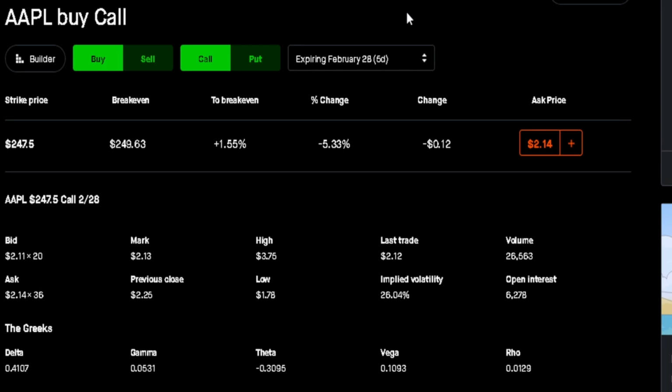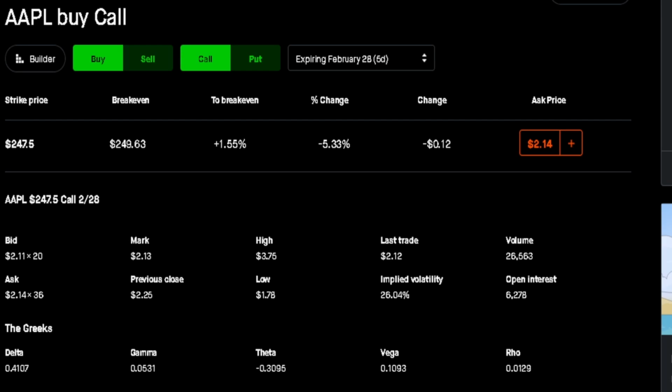Next is going to be the strike price. That's the left column here. So this is the price that you're going to be willing to either buy or sell shares at, depending on which options you choose. And I'll be going over that in a minute.